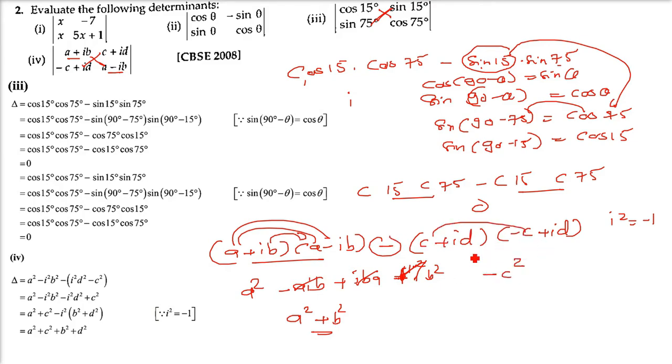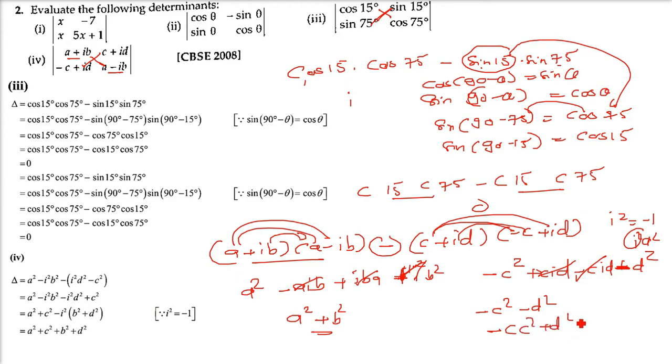So minus c square here. And c into id is icd. Cid you can write as id, and c is minus cid, and id into id is, you have i square as minus 1, d is d square. I square is minus 1, so you just make it minus d square. Okay, so you can just cancel these two out. This is minus c square minus d square. You can take negative out, c square plus d square, right?